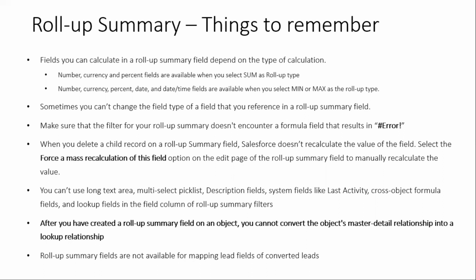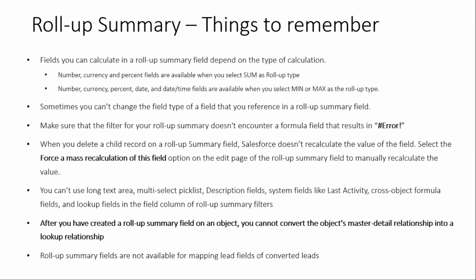So there are a few key things to remember whenever you work with the roll-up summary field. If you select the sum as a roll-up type, only number, currency, and percent fields are available for the calculation. Whereas if you select the min and the max, along with these three fields, the date and date time fields are also available for your calculation. Sometimes you cannot change the field type of the field that you reference in a roll-up summary field, right? For example, if I'm referring to some price field in the roll-up summary field, and tomorrow I want to change the field type from currency to number, that I cannot do.